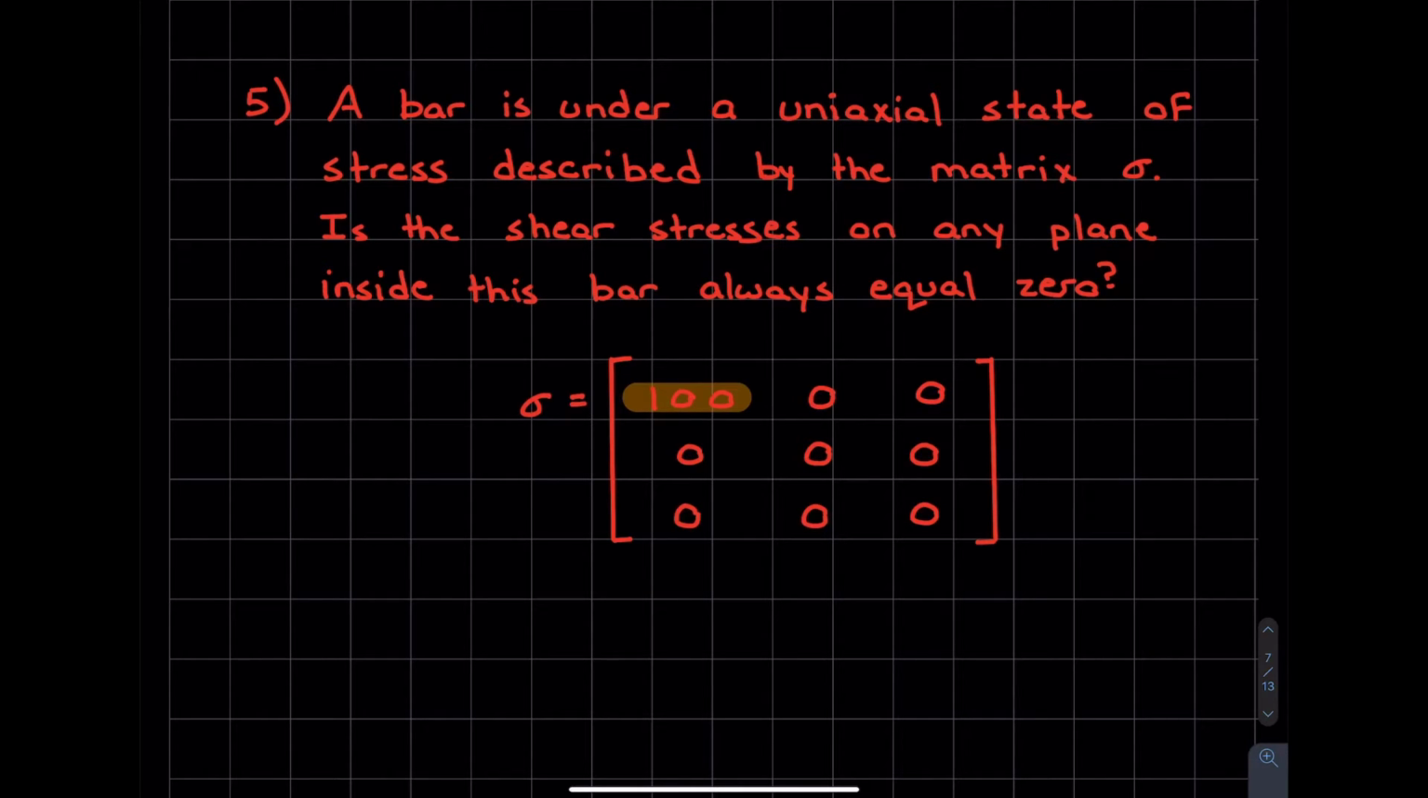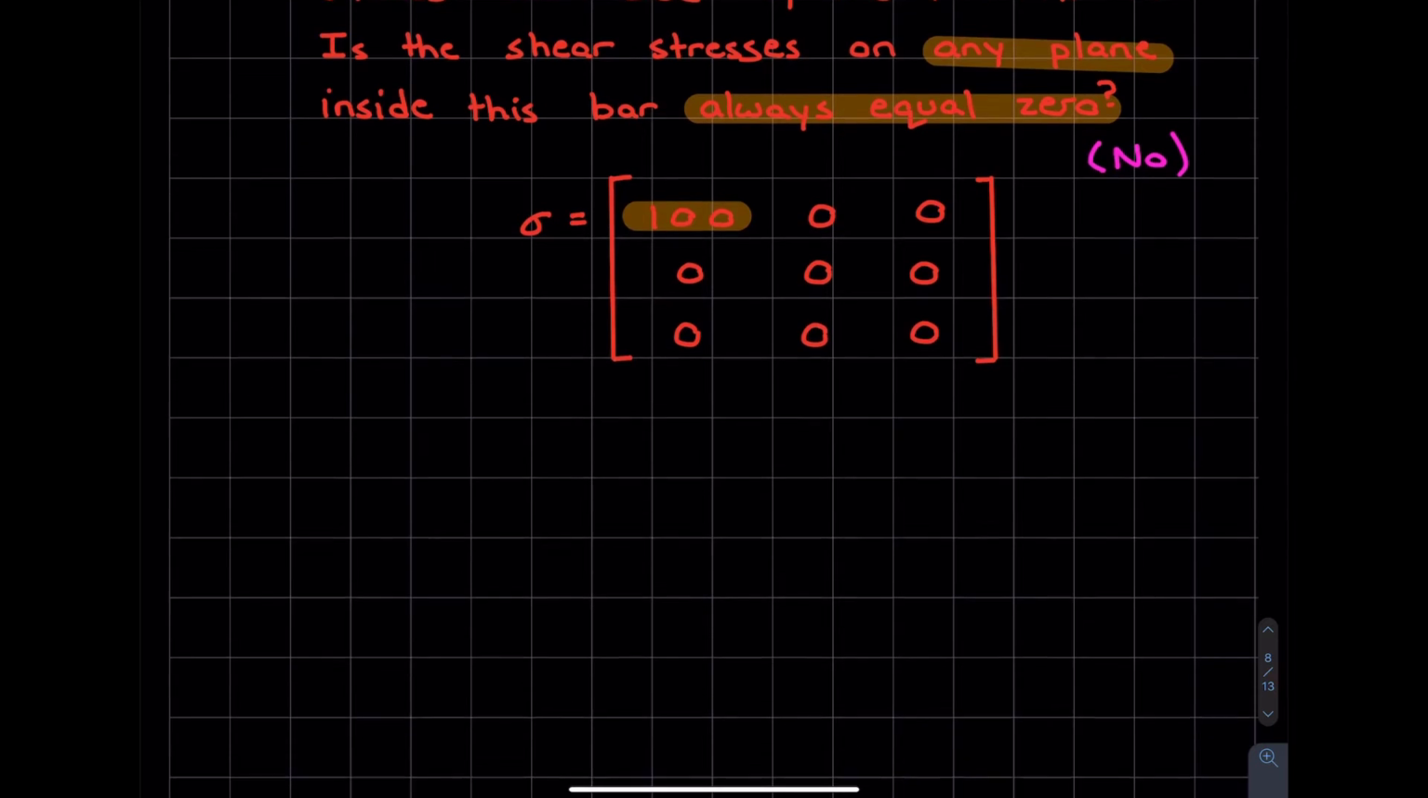And the question says, are the shear stresses on any plane, so there's a keyword right there, any plane inside the bar, always equal to 0? In essence, I'm just going to tell you the answer first and prove it. In essence, no. There are planes in this bar where the shear stresses are not equal to 0, for sure. And the reason why is simple.